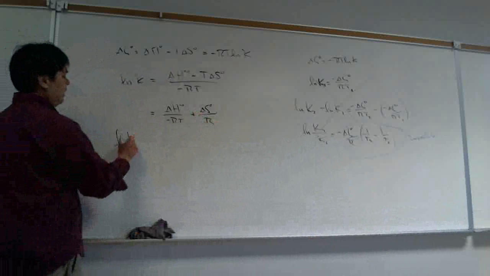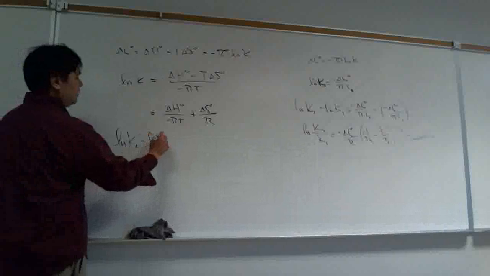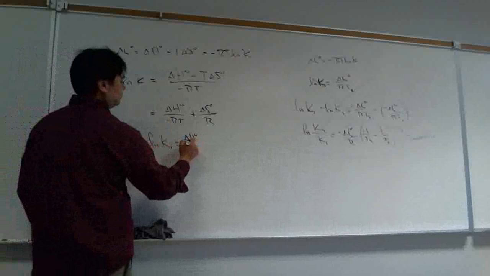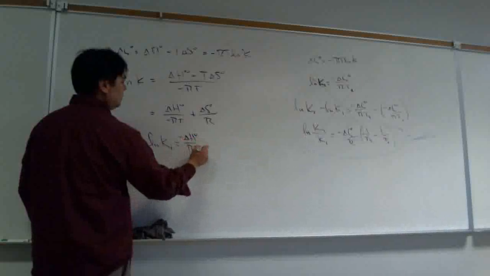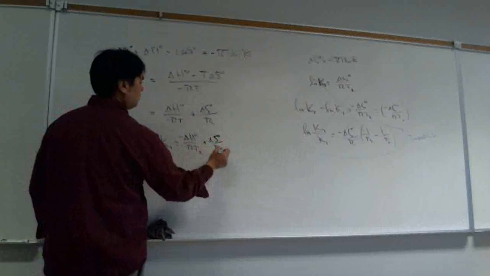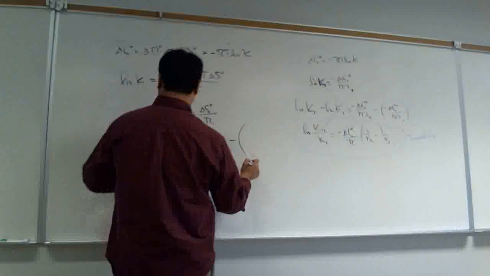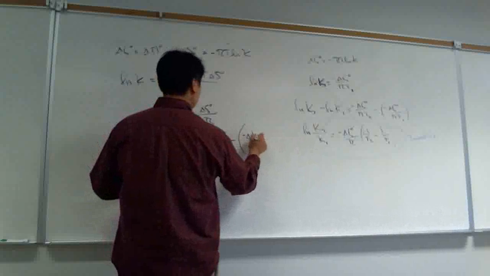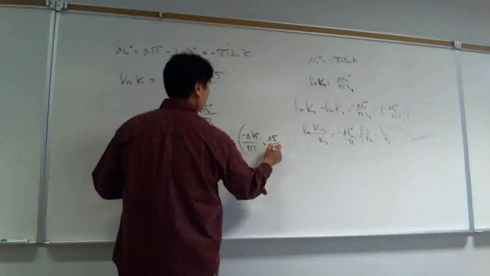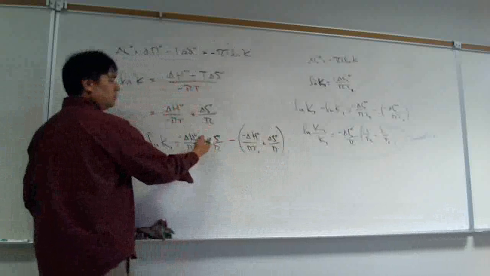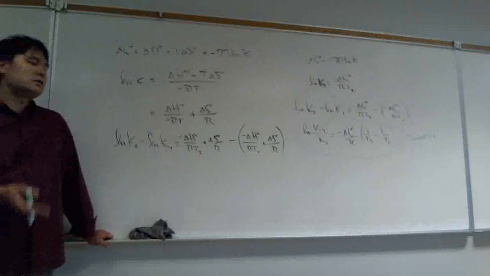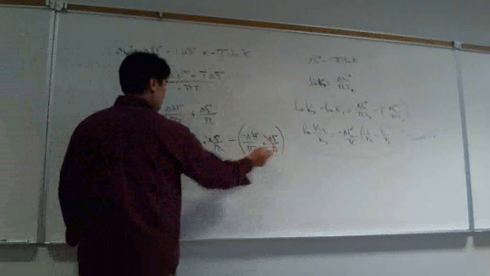And that is ln of K2 minus ln of K1 will equal minus delta H naught over RT2 plus delta S naught over R, minus K1, which would be minus delta H naught over RT1 plus delta S naught over R. Now delta S naught over R is the same reaction, just a different temperature, so delta S and delta H should be the same. And therefore this term cancels out and we get this.